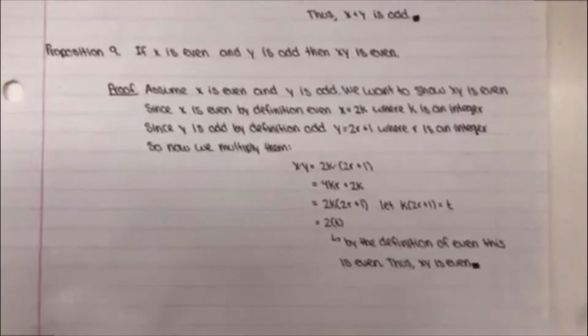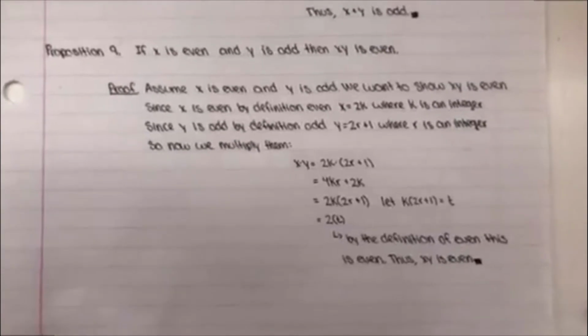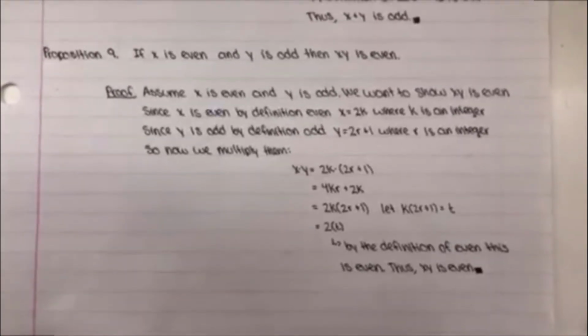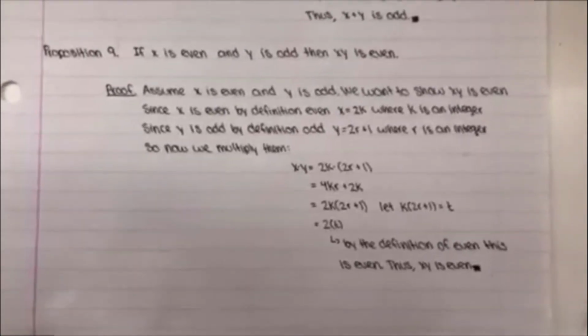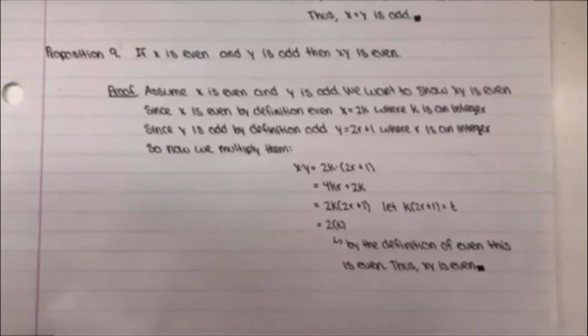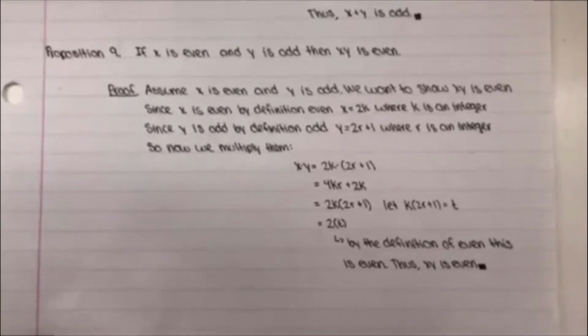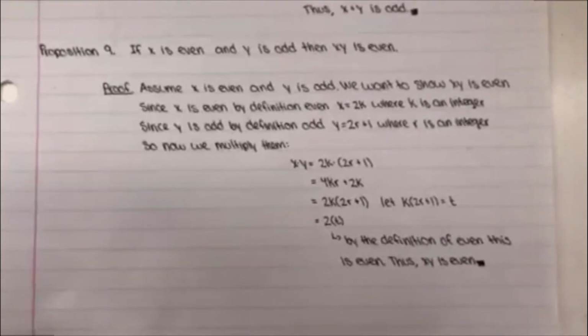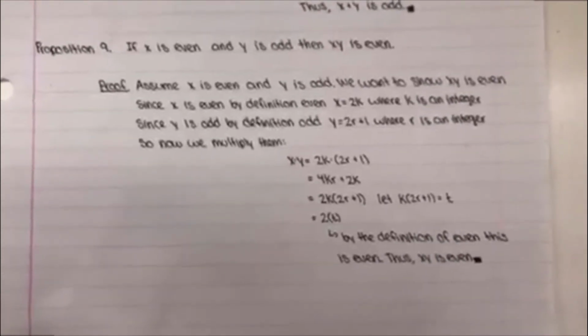Now we will look at proposition 9. If x is even and y is odd, then x times y is even. So here's the proof. Assume x is even and y is odd. We want to show x times y is even. Since x is even, by definition of even, x will be equal to 2k, where k is an integer. Since y is odd, by definition of odd, y will equal 2 times r plus 1, where r is an integer. So now we multiply them. x times y will equal 2k times 2 times r plus 1.